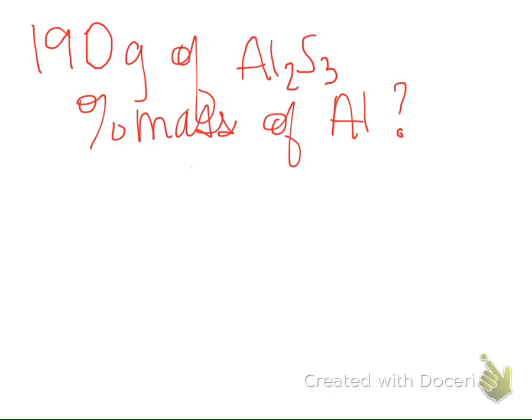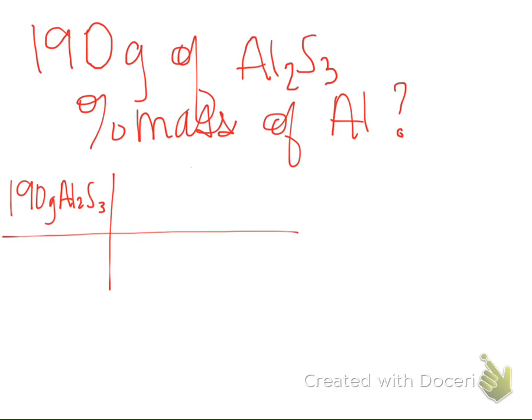So we're going to walk through another problem. Would you rather do one long T-chart or split up ones? One long. Okay, so listen up, please. We're going to walk through this with one long T-chart. If we're given 190 grams of aluminum sulfide, and we want to find the percent mass of aluminum, we first of all always write what we know. 190 grams Al2S3. We're going to make our T-chart here.